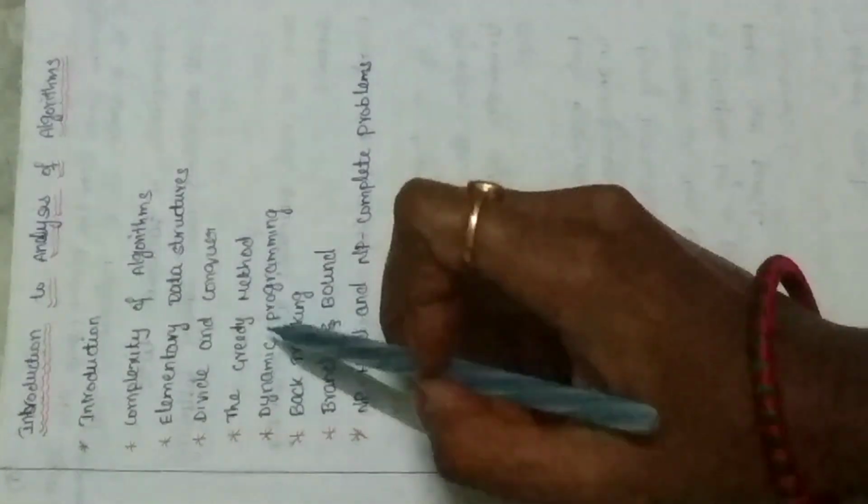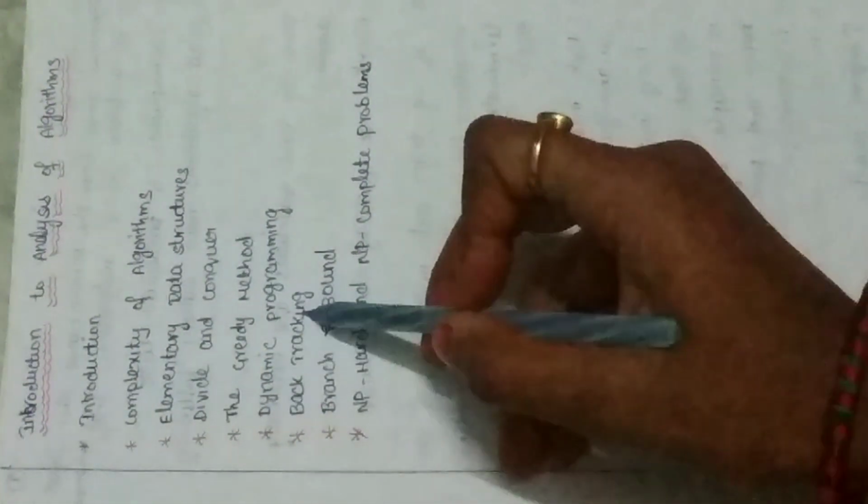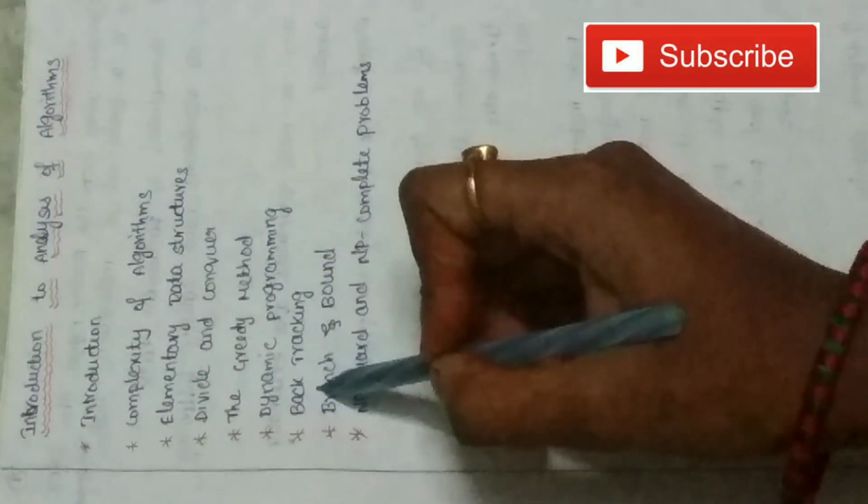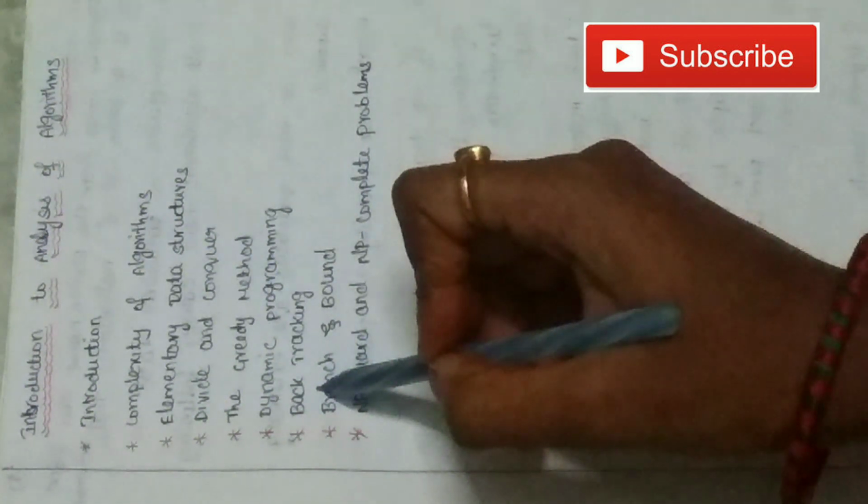In this session, I'm going to explain the introduction to analysis of algorithms. These are the topics you need to learn: introduction, complexity of algorithms, elementary data structures, divide and conquer, the greedy method, dynamic programming, backtracking, branch and bound, NP-hard and NP-complete problems. These are the important topics which cover the entire syllabus of design and analysis of algorithms.